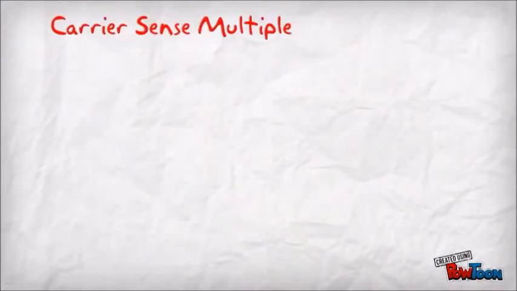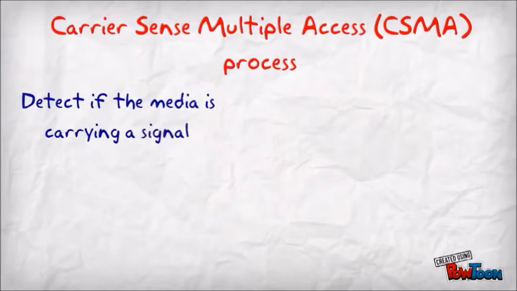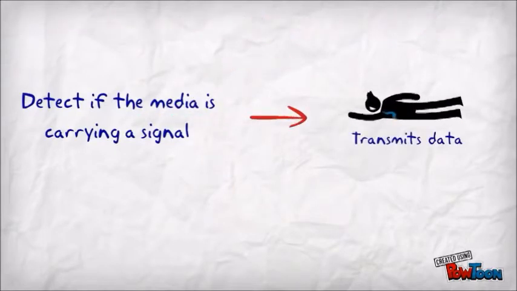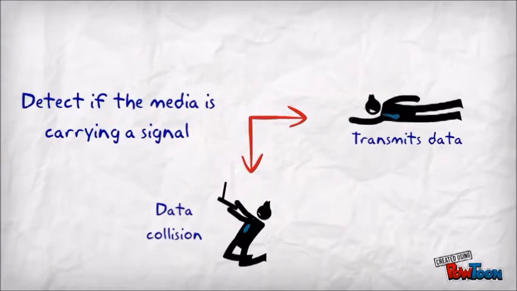The Carrier Sense Multiple Access (CSMA) process is used to first detect if the media is carrying a signal. Then, if no carrier signal is detected, the device transmits its data. If two devices transmit at the same time, it is called a data collision. There are two commonly used methods.